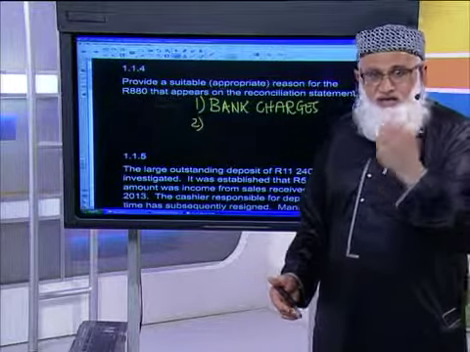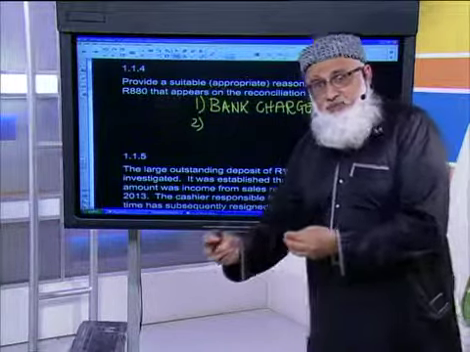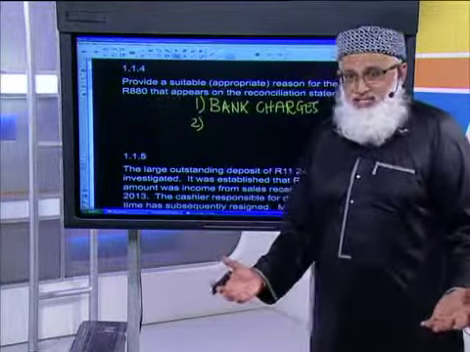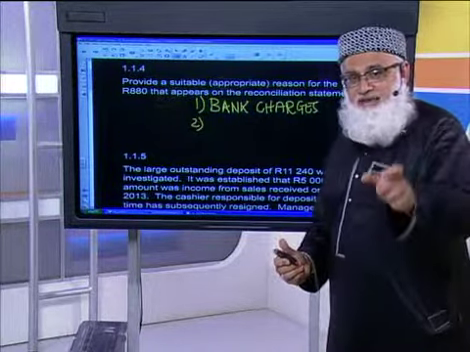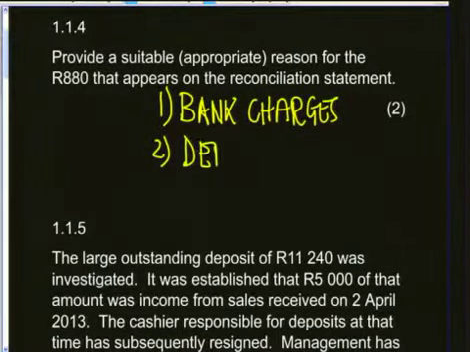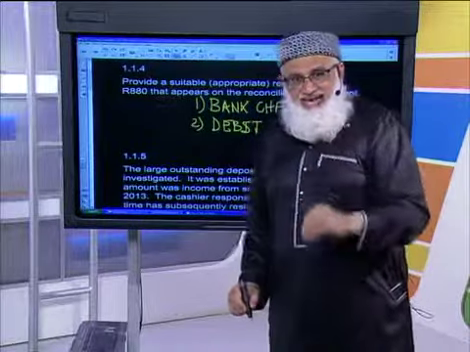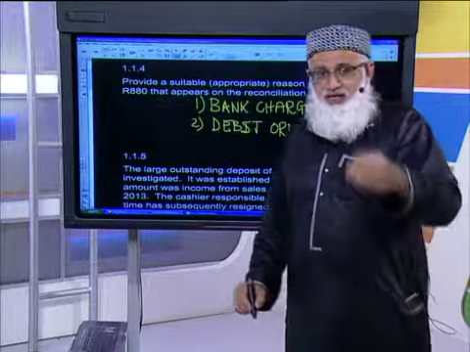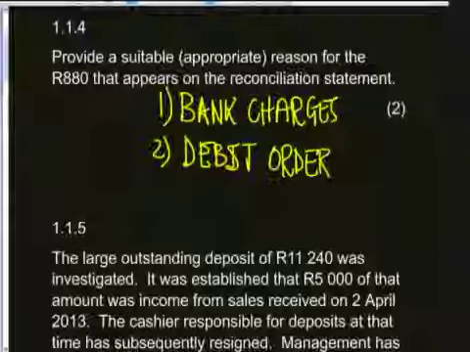Sometimes you even find in the memos, in your solutions, you see "any acceptable answer." So there are a host of possible answers. Another possible answer here is that they may have processed a debit order twice. Okay, so there may have been a debit order that was processed twice through our account. So in other words, what was important for you to ascertain was the fact that the bank had made an error and subsequently the error had to be corrected. Okay, next question.